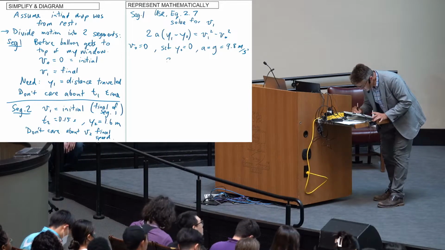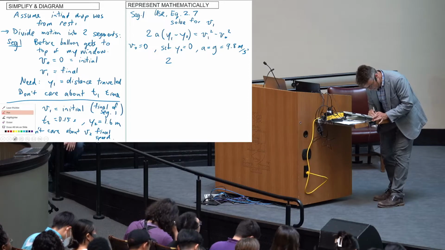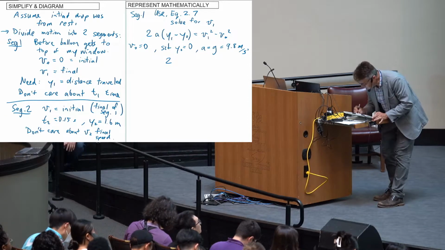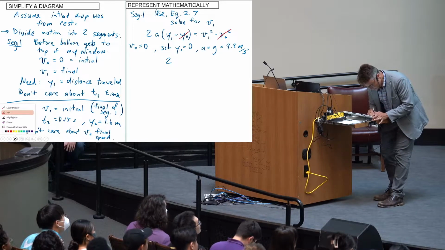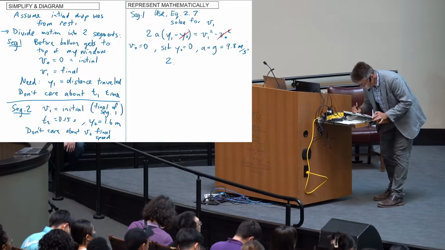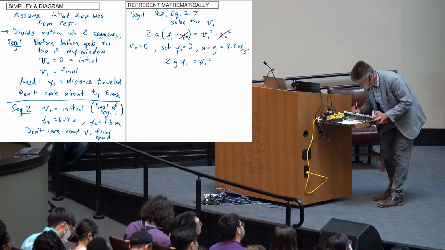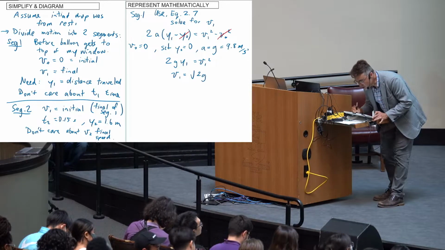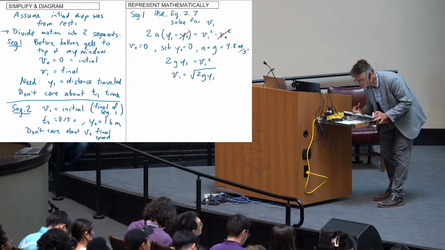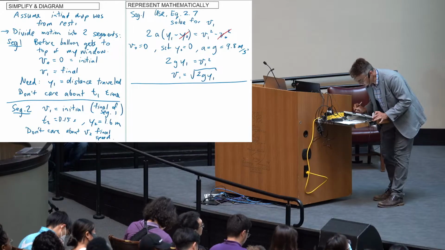Okay, so I can plug in a lot of these things. Let me just cross out what are the zeros here. This one is 0, and V0 is 0. So it looks a little simpler. 2 times g times y1 is equal to v1 squared. So we're going to get a square root. v1 is equal to the square root of 2 times g times y1. Okay, so that's segment 1.